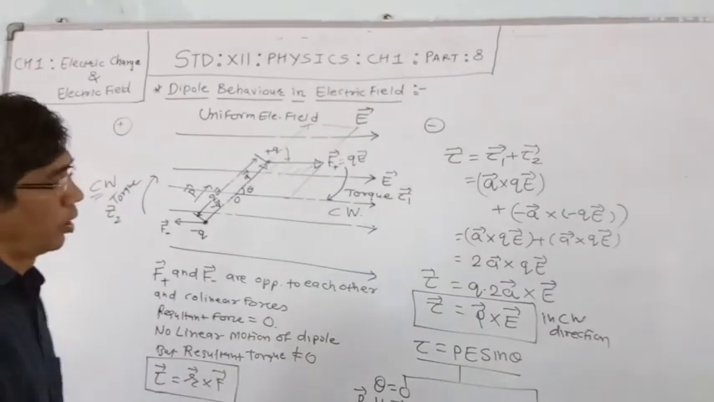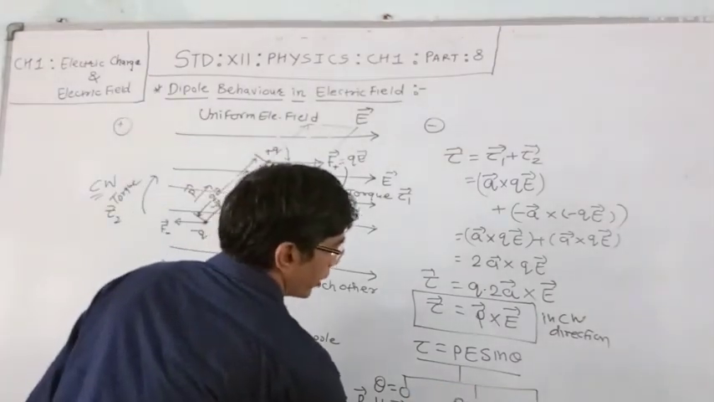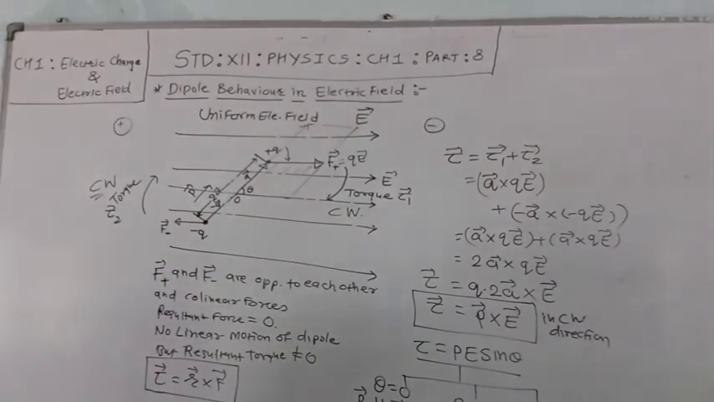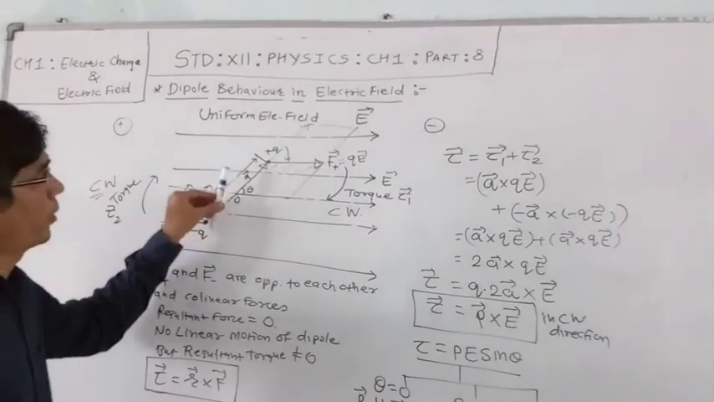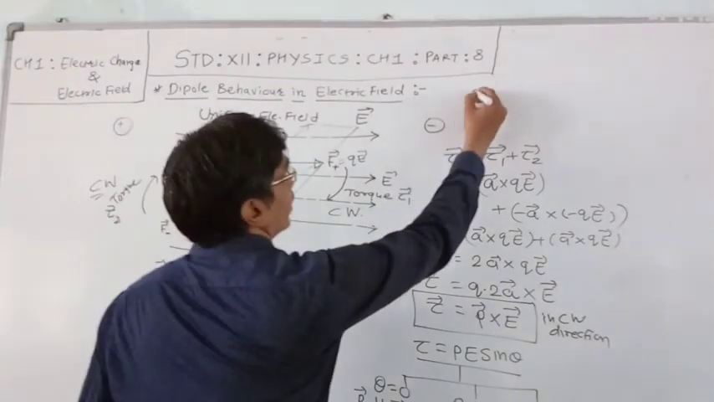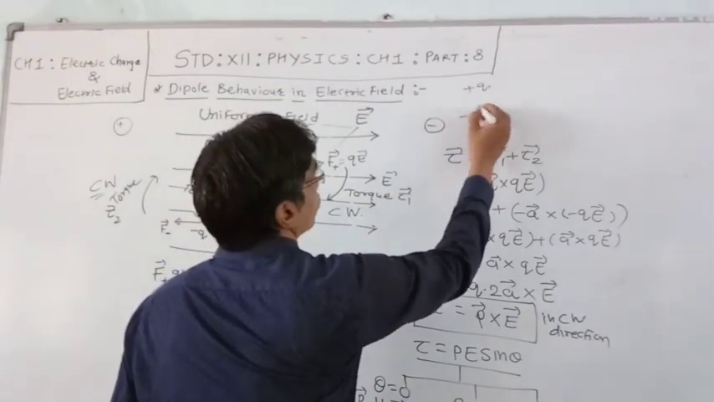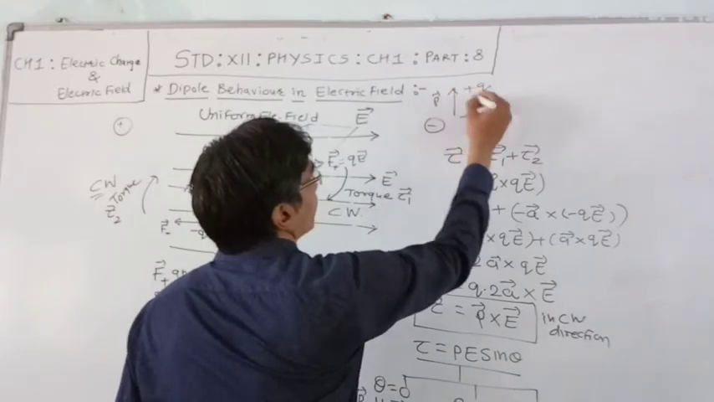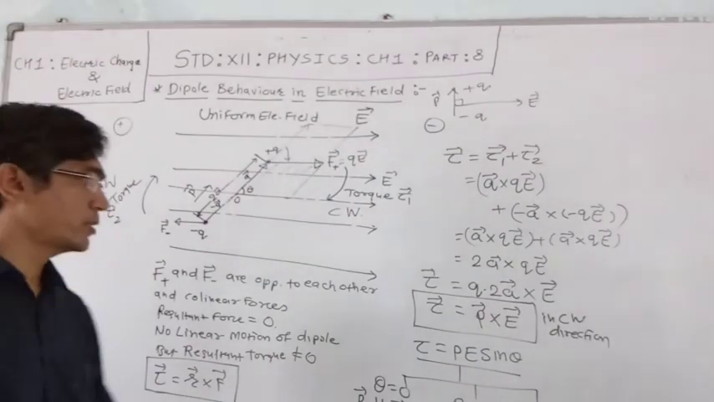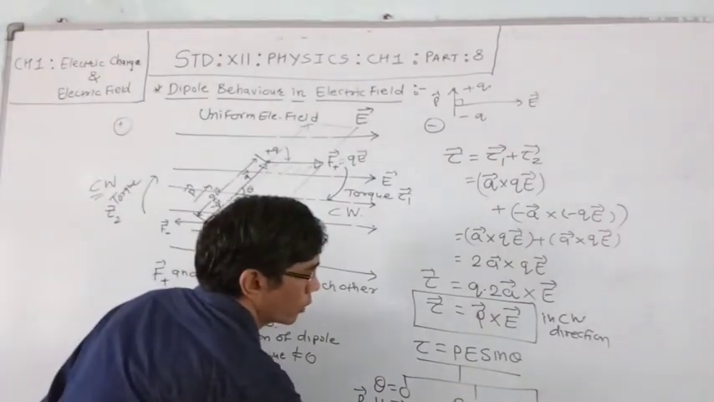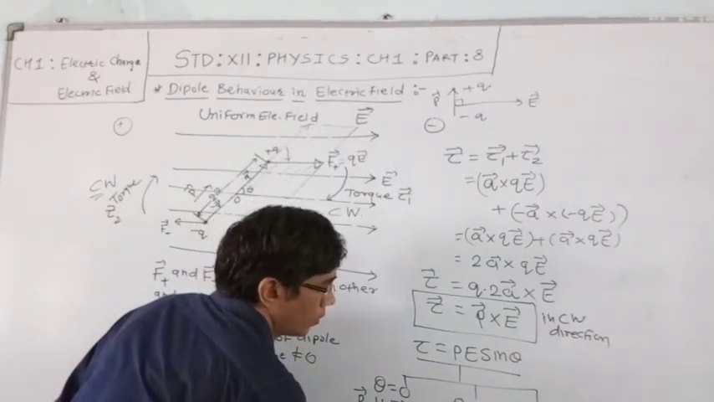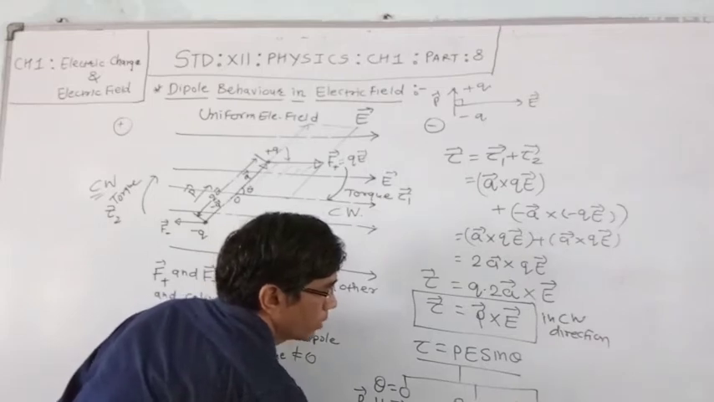Another case we are taking is theta equal to pi by 2 radian. This is the torque exerted on the dipole when the dipole moment and electric field are perpendicular to each other. We take the dipole like this, plus q, minus q. This is the dipole moment P and here is the electric field. They are perpendicular to each other. In that case, we get the maximum torque, torque equal to Pe sin 90, that is Pe.